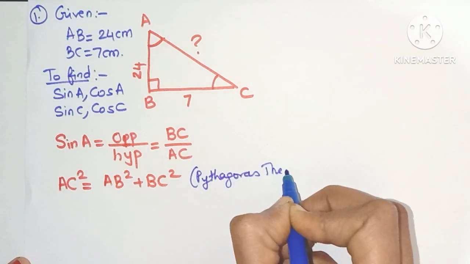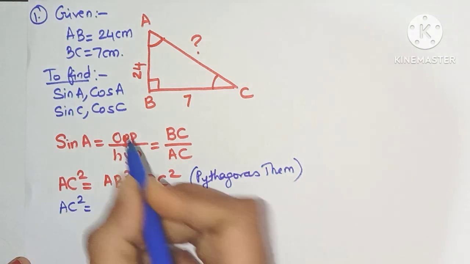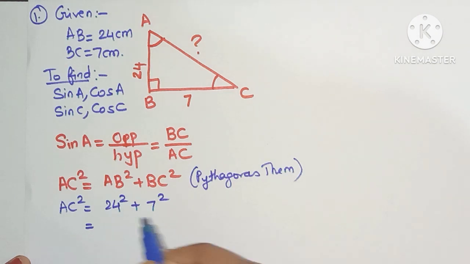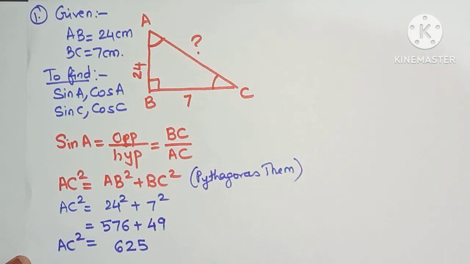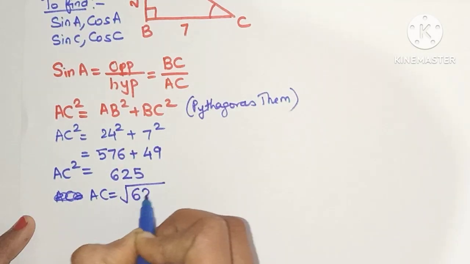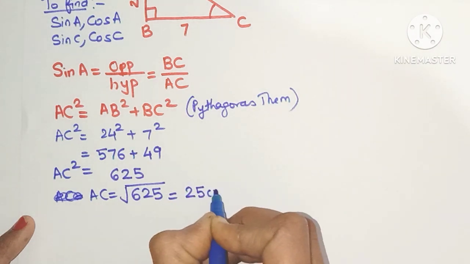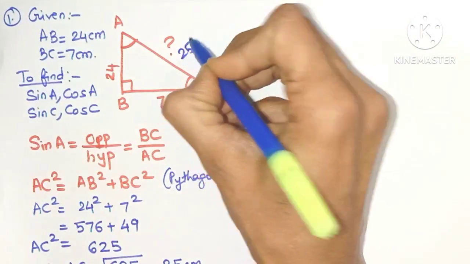Okay, so this is going to be the Pythagoras theorem. Always write the reasons also that you are using. So AC square, we don't know, we have to find out. AB square is 24 square, BC square is 7 square. So 24 square is nothing but 576, 7 square is 49. When you add these two, you will get 625. AC square is 625. If AC square is 625, what is AC? Square root of 625, which is 25 centimeters. So this AC over here is nothing but 25 centimeters.